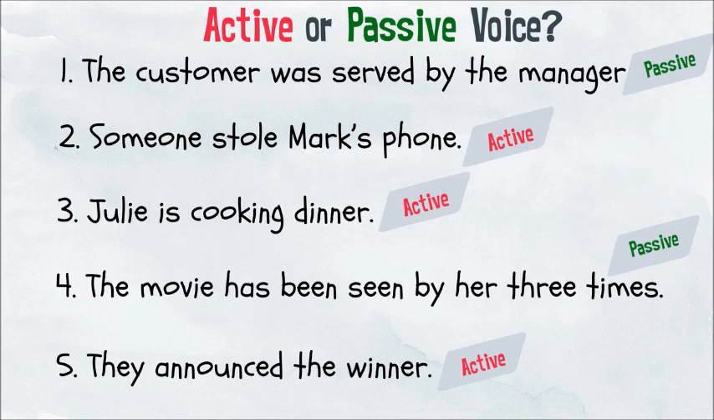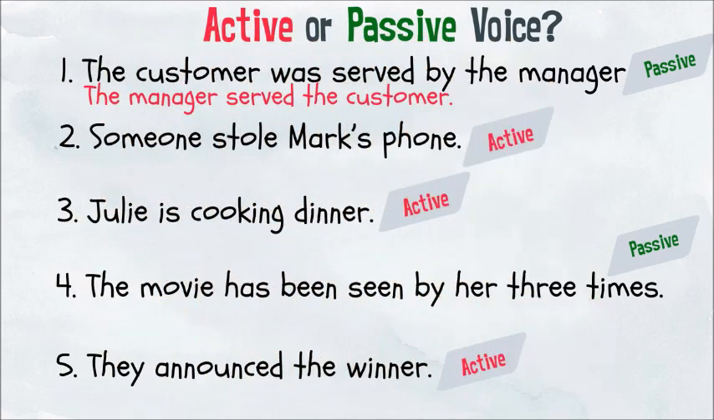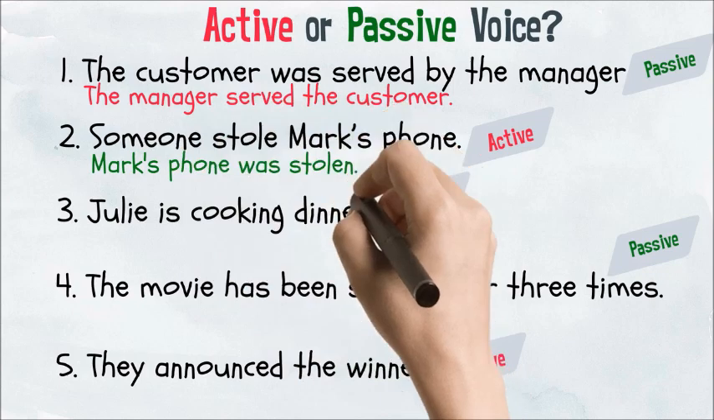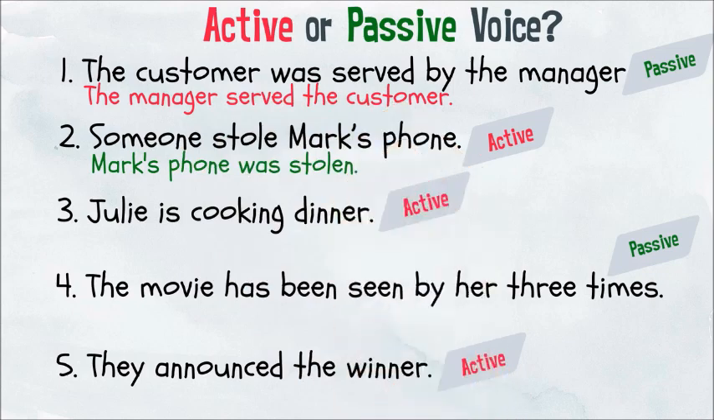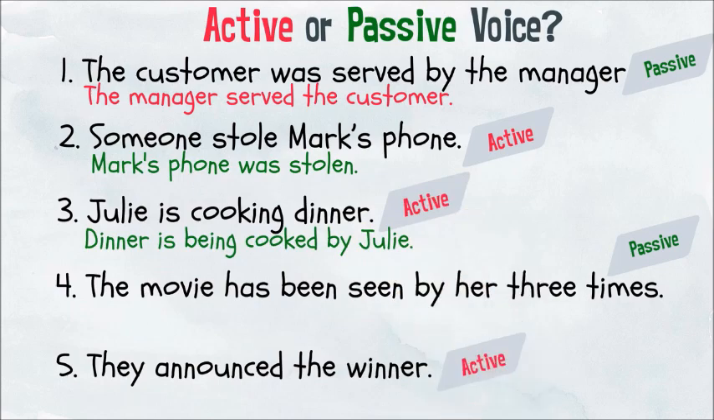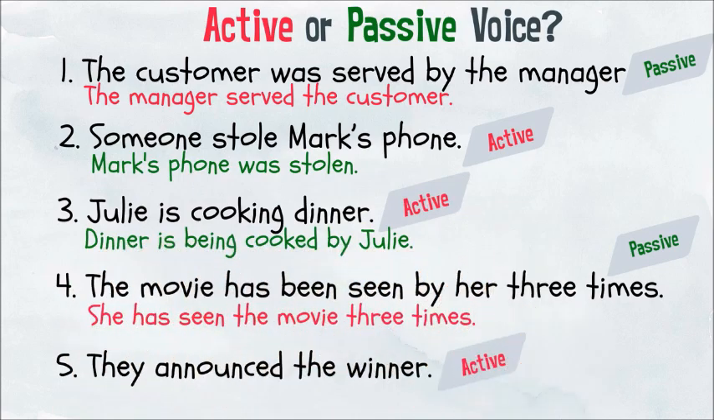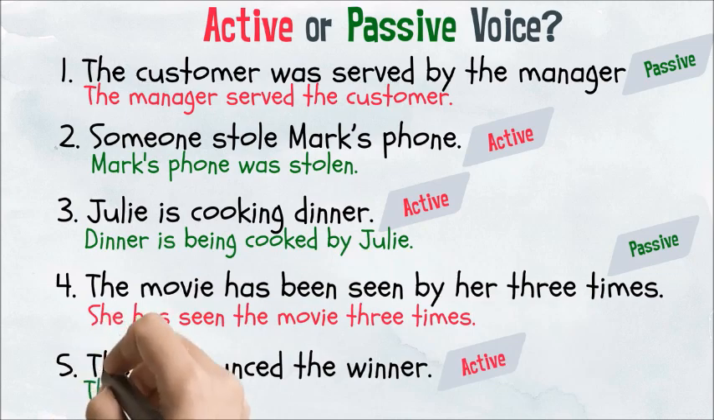The first, the manager served the customer. The second, Mark's phone was stolen. Because the agent is unknown, it's best to leave out the by someone, but you could include it. The third, dinner is being cooked by Julie. The fourth, she has seen the movie 3 times. And the last one, the winner was announced.